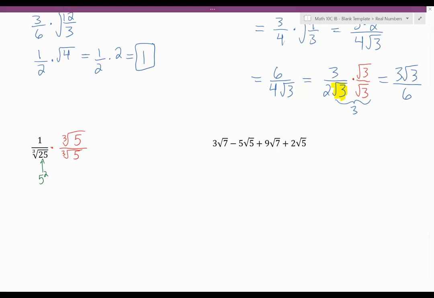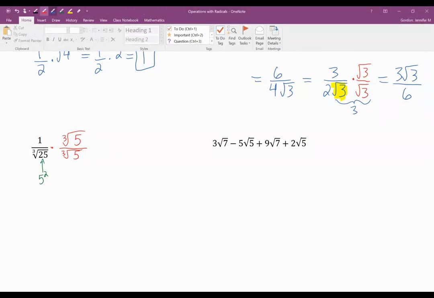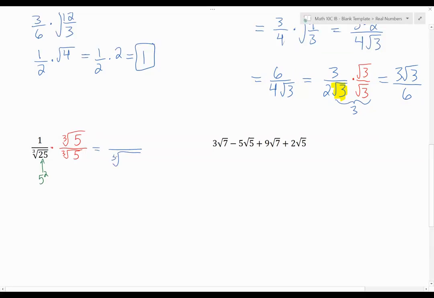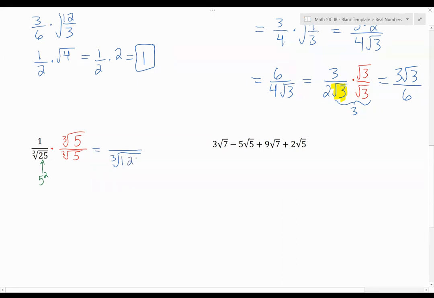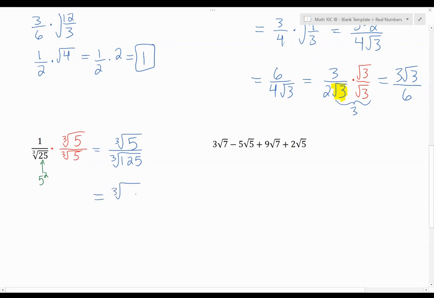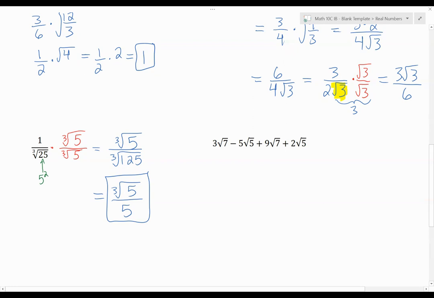When I do that, my denominator is now going to be the cubed root of 25 times 5, which is 125, which is a perfect cube. So the cubed root of 5 in the numerator can't simplify, but the denominator now just becomes 5. So now I have a fraction in which my denominator is a rational number.